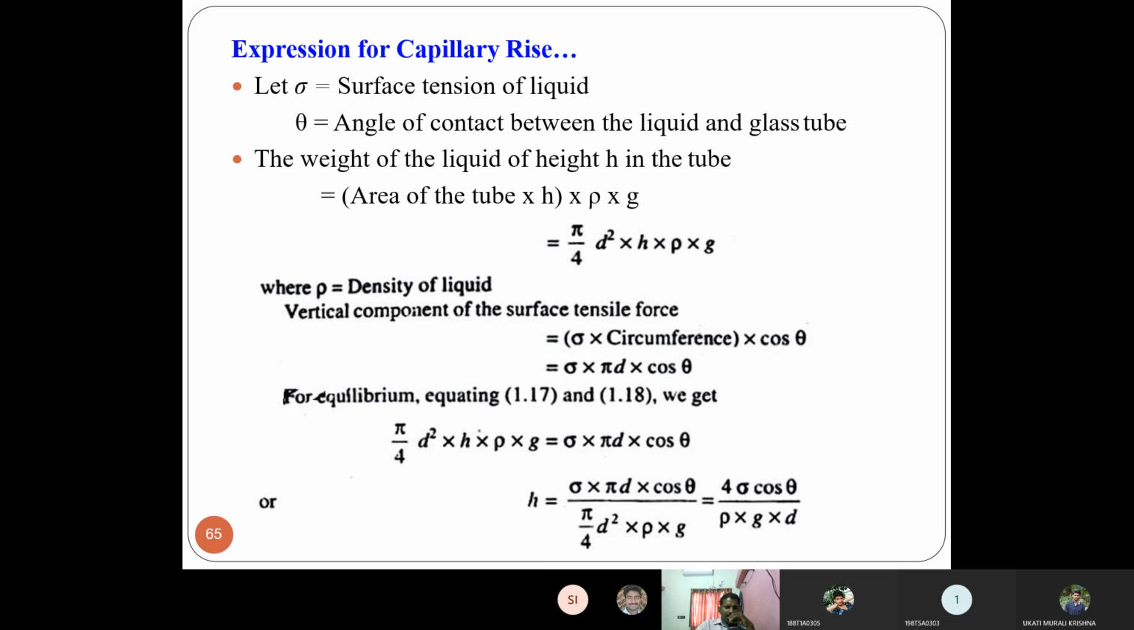Okay, and the vertical component of the surface tensile force. Again, here we are writing the tensile force component, the vertical component. Okay, sigma into cos theta. Sigma into cos theta. Okay, sigma into circumference into cos theta. Why did area come here?